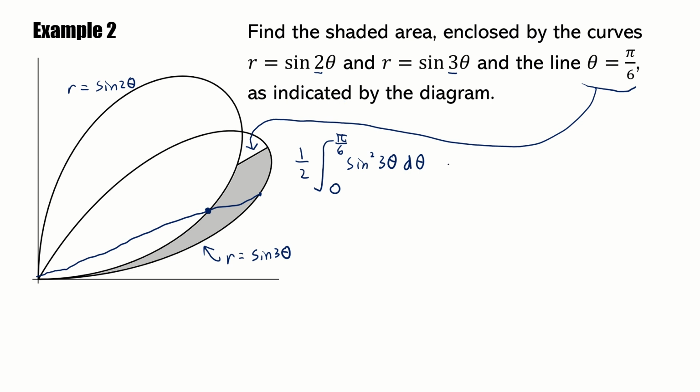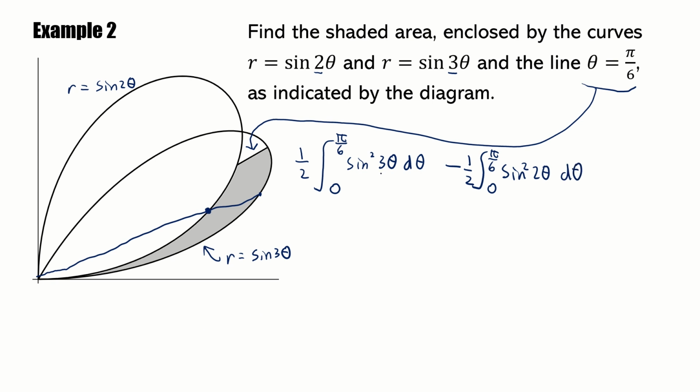Cool, and then we're going to subtract from that integral the integral of the other curve, the one that's nearer to the pole, which was sine of 2 theta. Of course, though, we've got to do the integral of sine squared 2 theta and have the half in front. But once again, we're going to go from 0 to pi over 6. All we've got to do is now do those integrals.